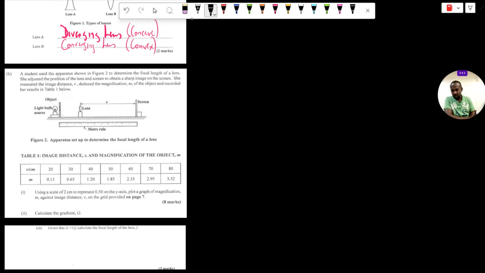So let's look at the table. In the table, we have the image distance V in centimeters, and we have the magnification M, which is a pure number. It has no units. Now we see the image distances are varied in 10 centimeter increments between 20 and 80 inclusive, and the corresponding magnifications are given in the table as well. Now, what is required of us? We're required to use a scale of 2 centimeters to represent 0.50 on the y-axis and to plot a graph of magnification M against image distance V on the grid provided on page 7.